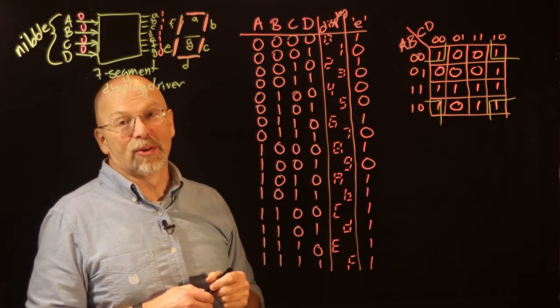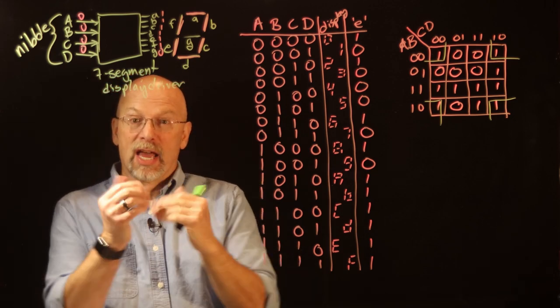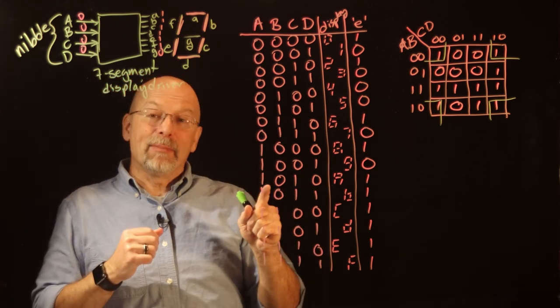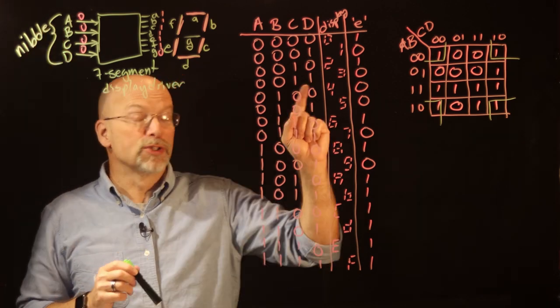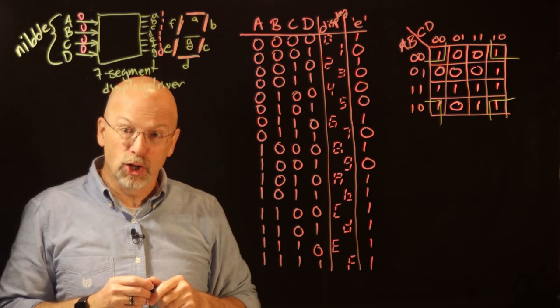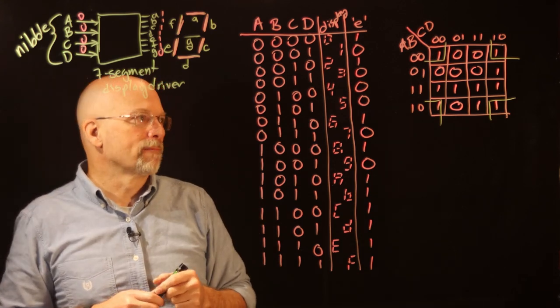So, do we have any other rectangles? By the way, I doubled it twice, right? So I doubled it once, and I doubled it twice. That means that two variables are going to drop out. Two of my inputs are going to drop out, and the resulting product is only going to have two inputs, and that'll simplify our expression, right?